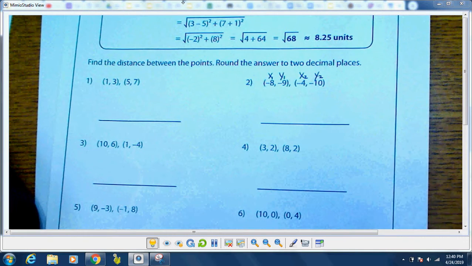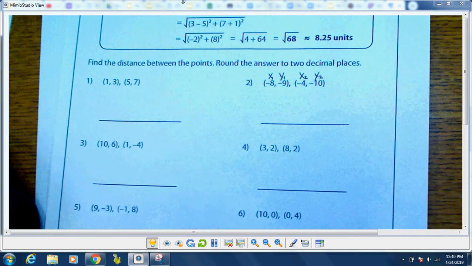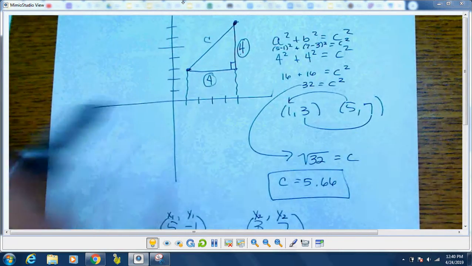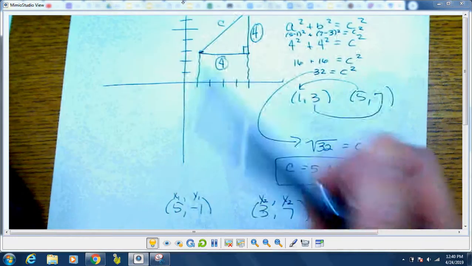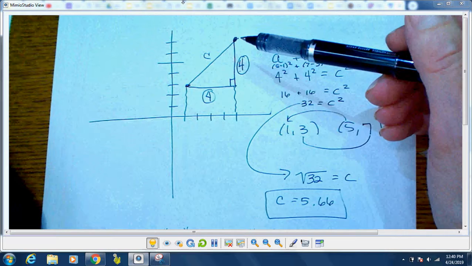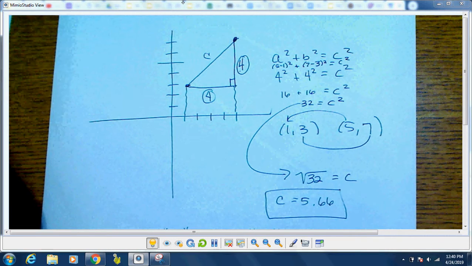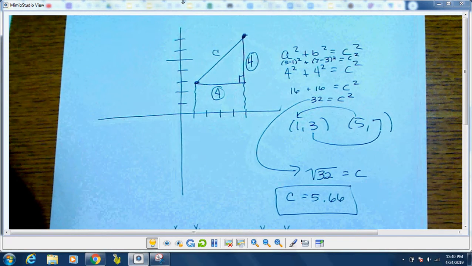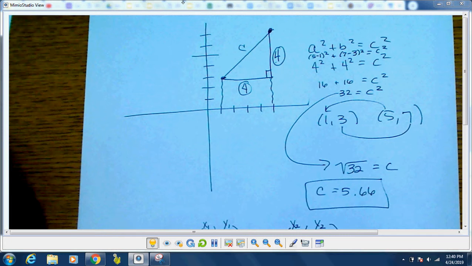And on the back side of this are some grids where you can find the distance of some points along a grid. And again, you can either use the distance formula here, or you can think of it as Pythagoras. Mrs. O'Leary is going to help you out, and if you have any questions, make sure you ask her.